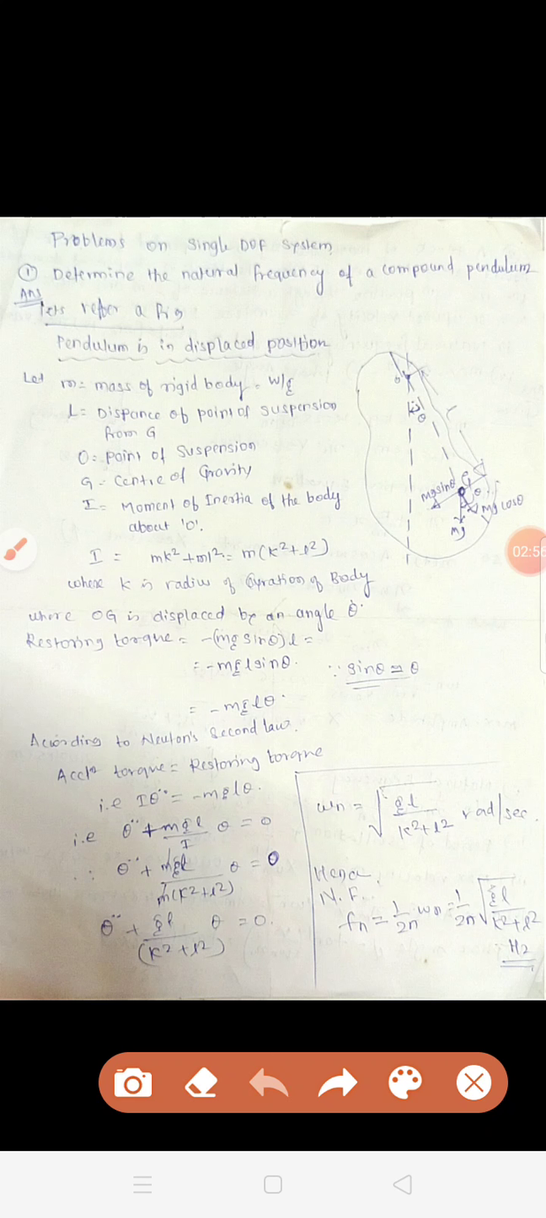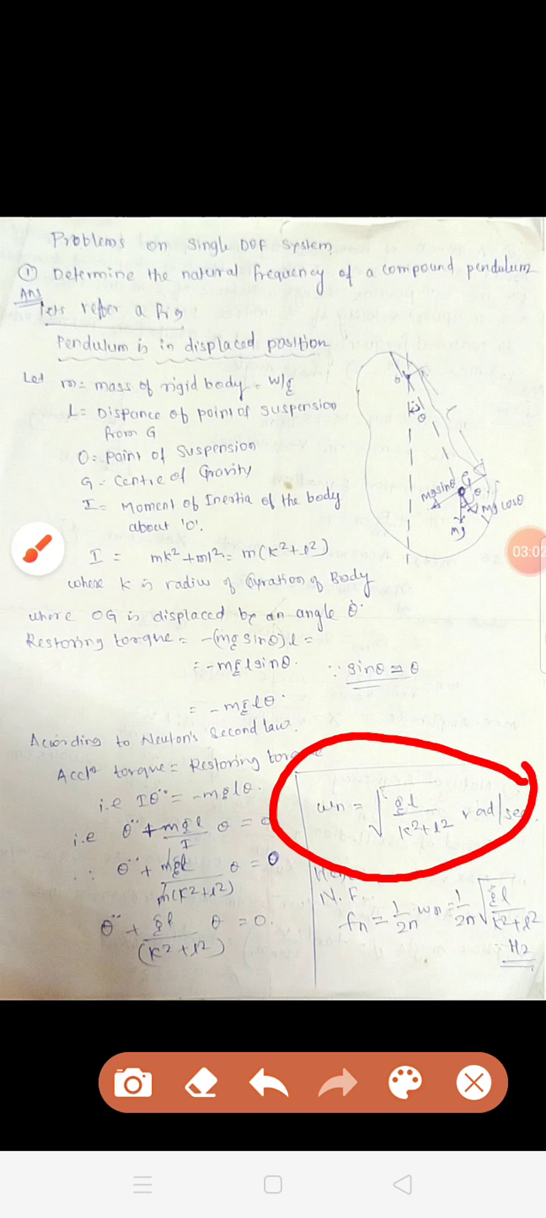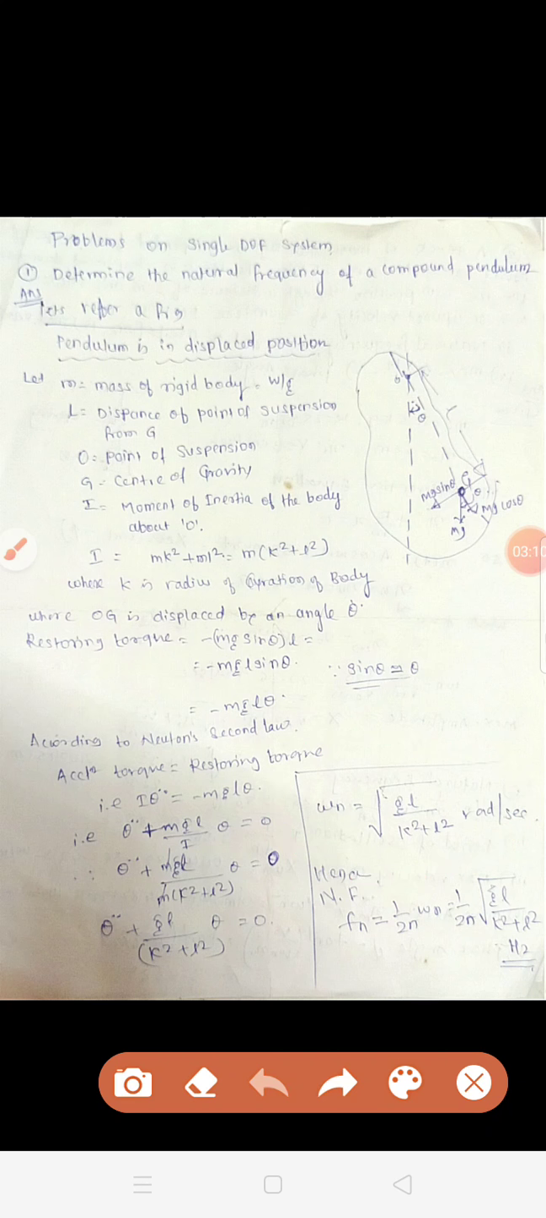To calculate the natural frequency, we first need the value of omega n. Omega n is equal to root of gL divided by k square plus L square radian per second. Hence the natural frequency Fn is equal to 1 by 2 pi into omega n, that is 1 by 2 pi root of gL divided by k square plus L square hertz. This is the first problem.